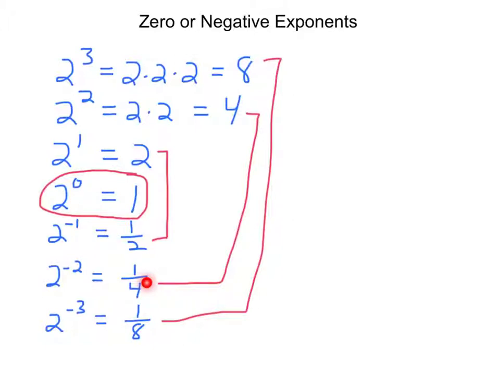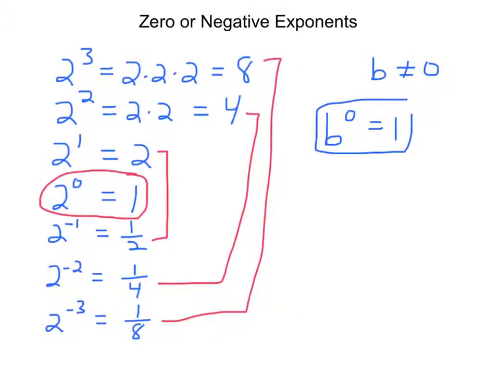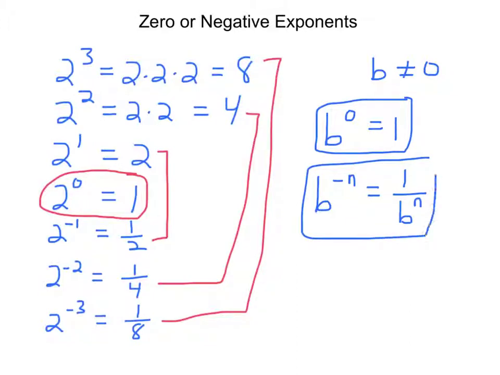So we can write down some properties. If we assume that b is not equal to 0, because these properties wouldn't be true if b was 0, but as long as b is any other number other than 0, then b raised to the 0 power always equals 1. So that's an important thing to know. And also, if you take b and raise it to a negative power, that equals 1 over b raised to the corresponding positive power. That's another really important one.